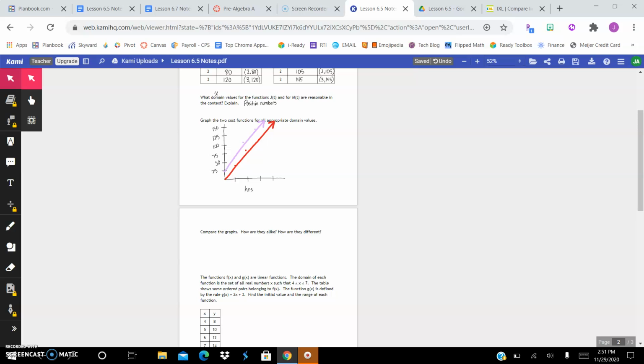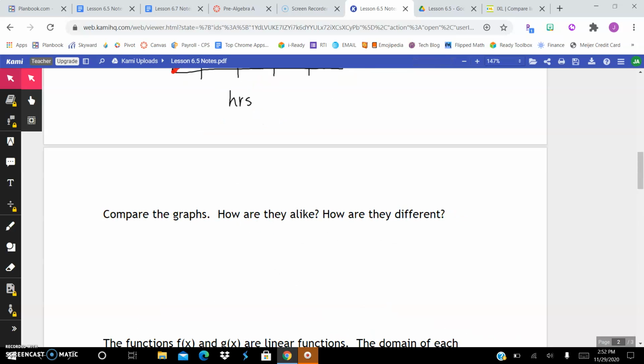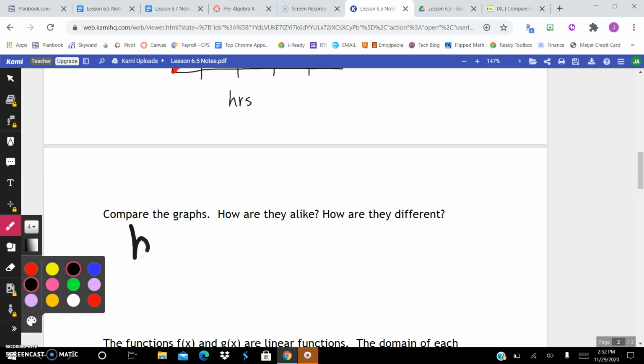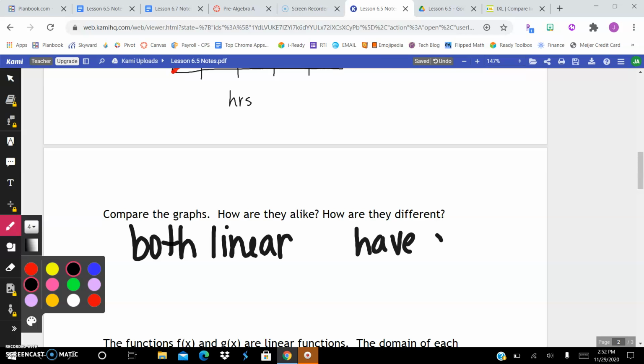So compare the graphs. How are they alike and how are they different? Well, they're alike because they're both linear. How are they different? They have a different y-intercept. Their slopes are the same because they both charge $40 an hour.